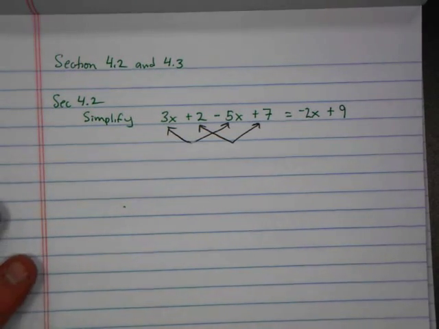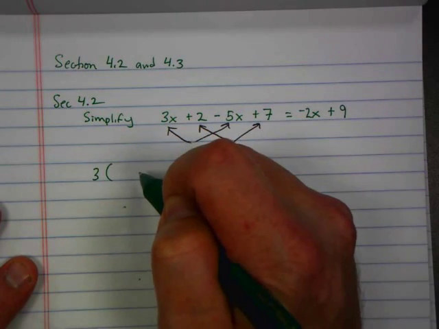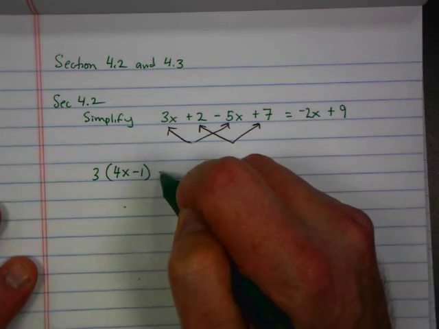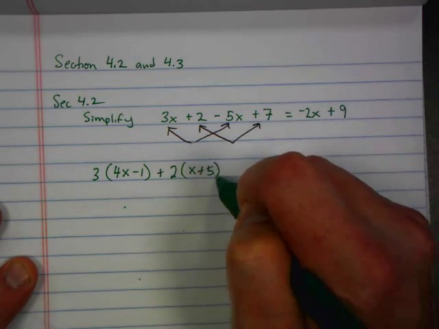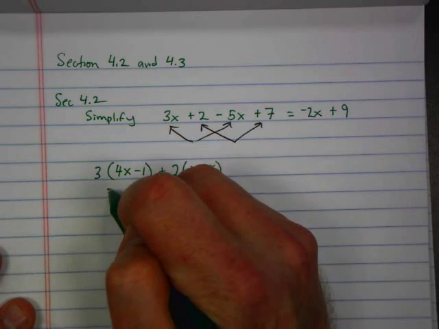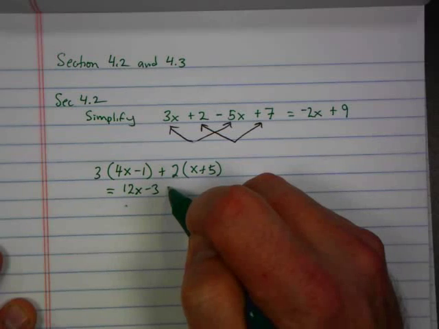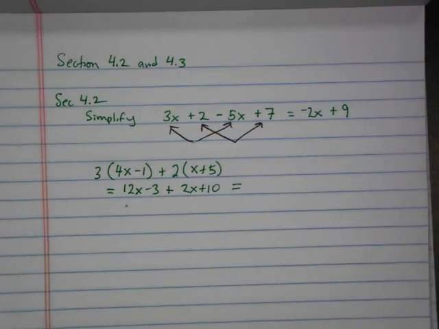What if I gave you 3 times 4x minus 1 plus 2 times x plus 5? Distribute. In fact, you have to distribute twice, don't you? Because there's 2 sets of parentheses with a number outside. Okay, so we distribute. And what do you get when you distribute? 12x minus 3 plus 2x plus 10. Okay, very good.